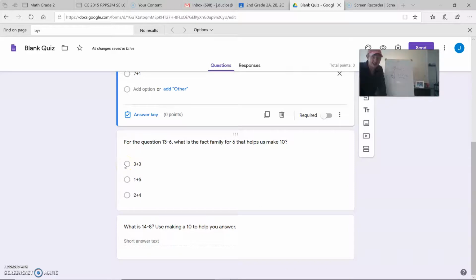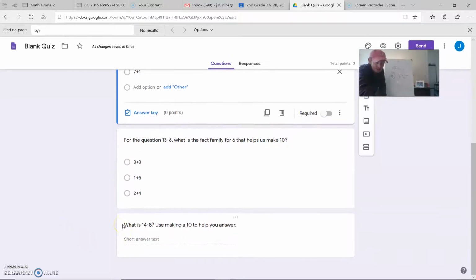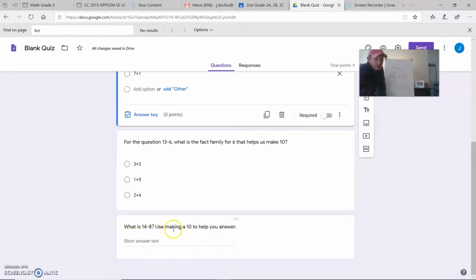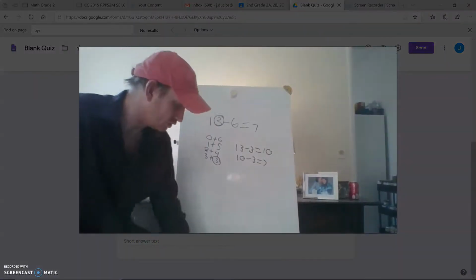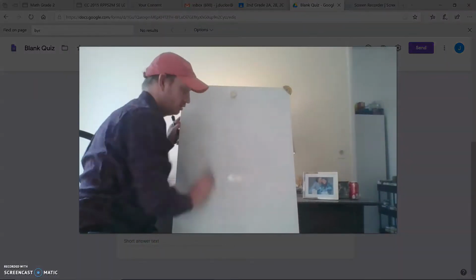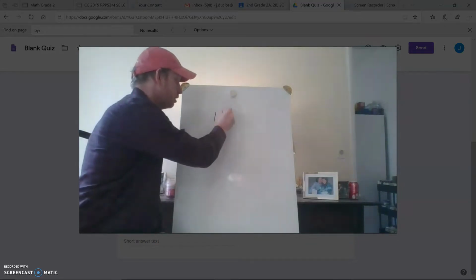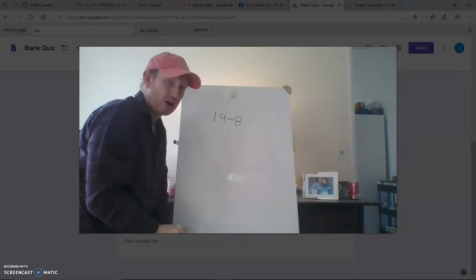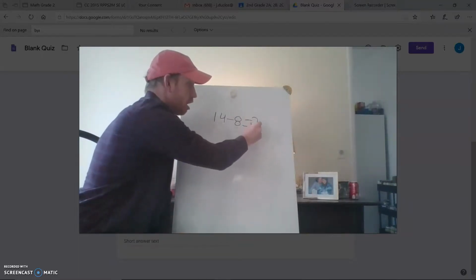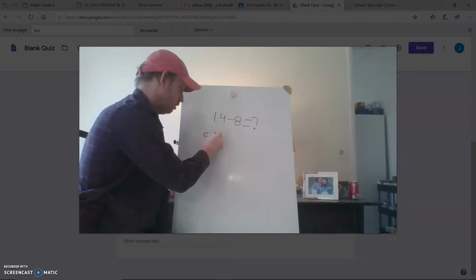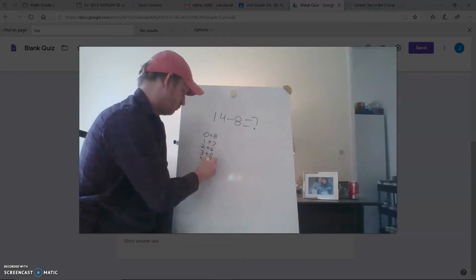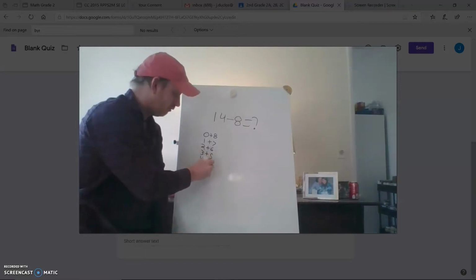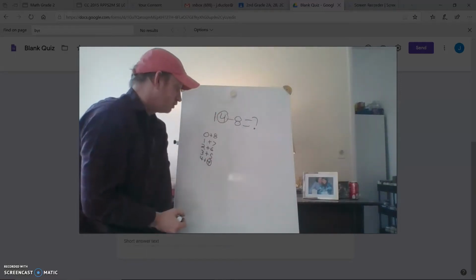to make our 10. The last problem says, what is 14 minus 8? Use making a 10 to help you answer. So we have 14 minus 8. I'm going to write my fact families again. 0 plus 8, 1 plus 7, 2 plus 6, 3 plus 5, 4 plus 4, and I notice 4 and 4.